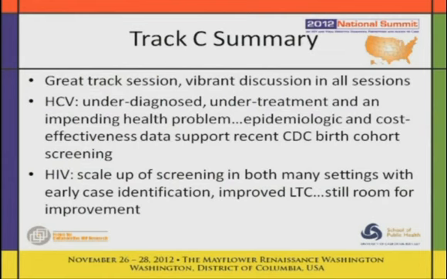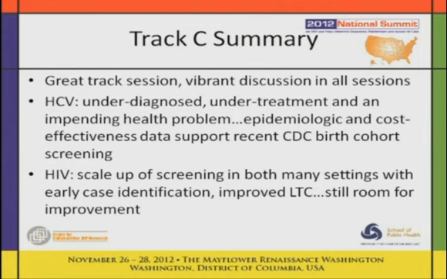So in conclusion, I want to thank the forum, Veronica, Ken, John, for putting together a great meeting and a great session. We had a great track with a vibrant discussion in all of our sessions. Our apologies for not including all of the talks that were given. They were really all quite terrific.